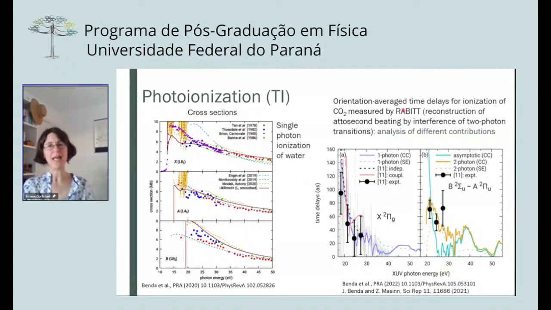RABBIT experiments. And you can see here, this is an example for carbon dioxide, where you can see the 1 photon and the 2 photon processes. So you can see the time delays as a function of the XUV photon energy. And you can see that the agreement is quite good.